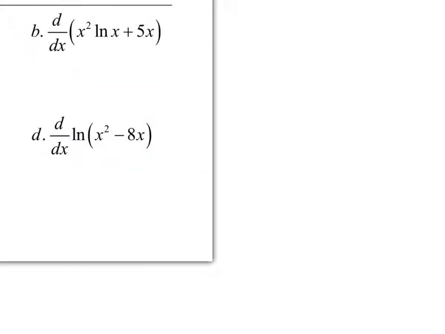Our next example is B. And that's the derivative of x squared ln of x plus 5x. So be careful when you do this example, because you're going to need to deal with the product rule here. Try the example and then again hit pause as a class, and when you're ready, hit play.